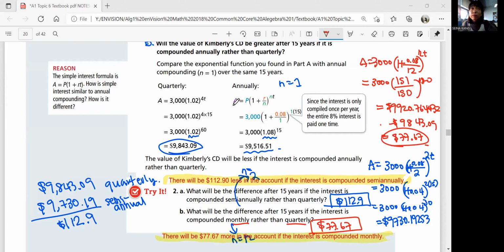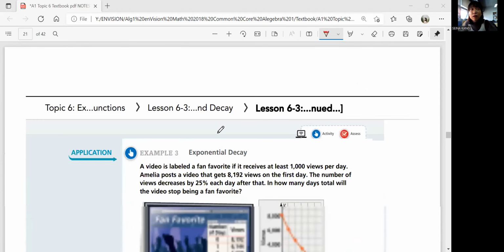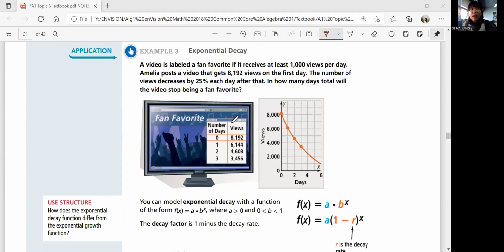Okay, so we've basically figured out all the possible ways you could have interest in 15 years if you start with $3,000 and you get an interest rate of 8.88%. Okay, so it really depends how many times you get the interest, especially in the compound interest formula. So let's look at example 3, exponential decay.